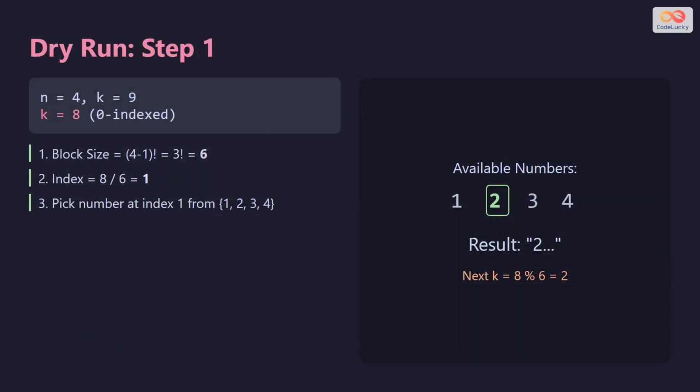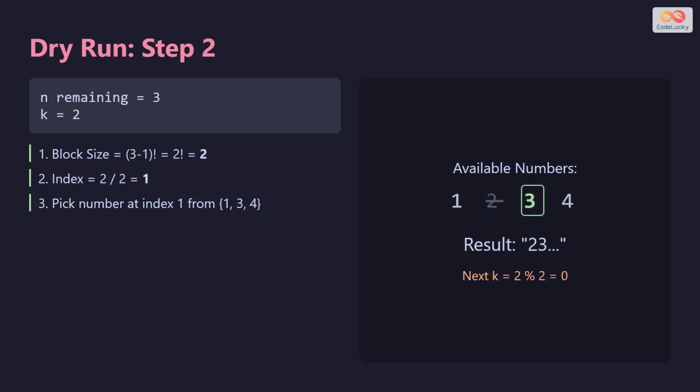Let's trace this with an example where n is 4 and k is 9. First, we reduce k by 1 to get 8. The block size for the first position is 3 factorial, which is 6. Dividing 8 by 6 gives us 1. This means our first digit is at index 1 of our available numbers list. Index 1 corresponds to the number 2. We pick 2, and our new k becomes the remainder, which is 2.